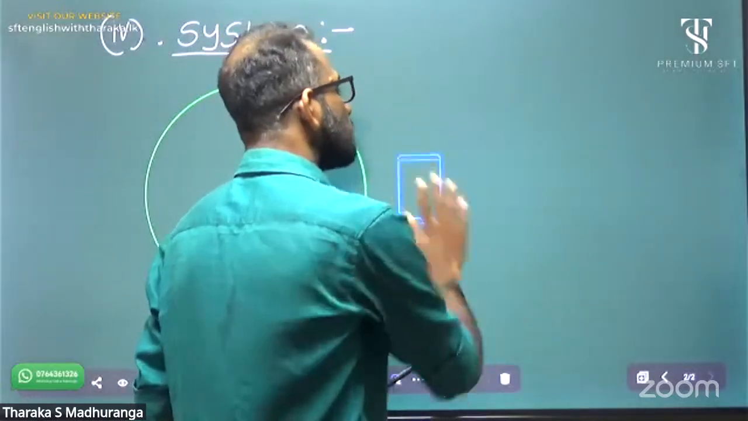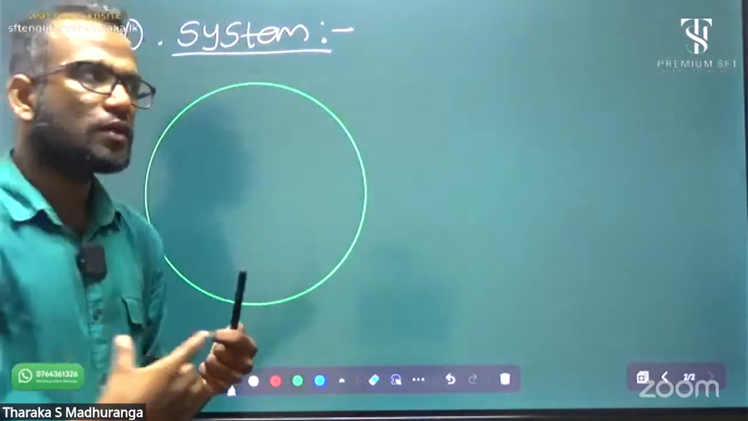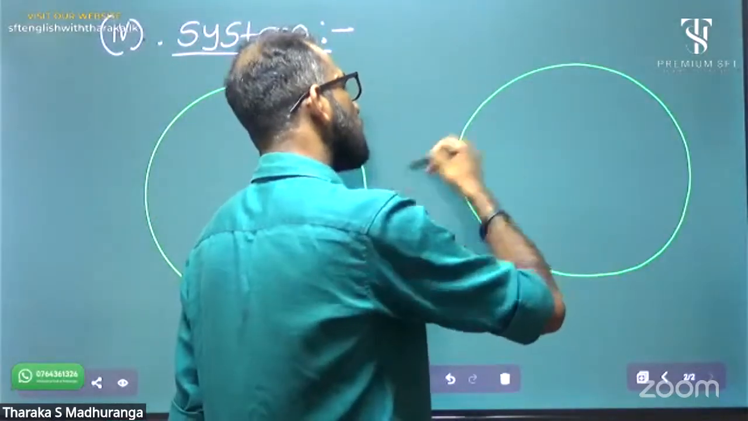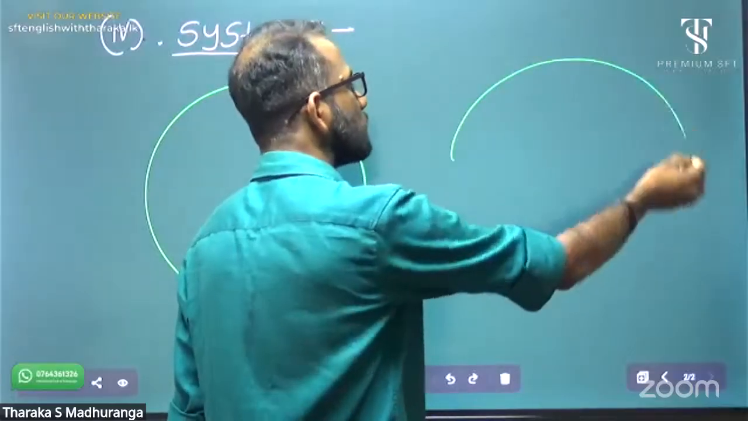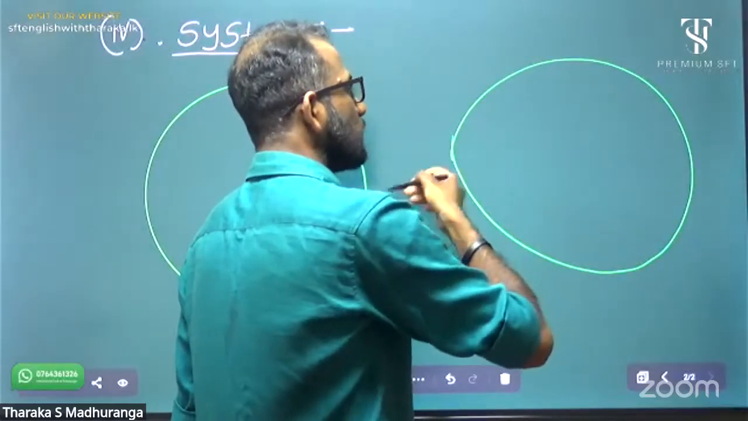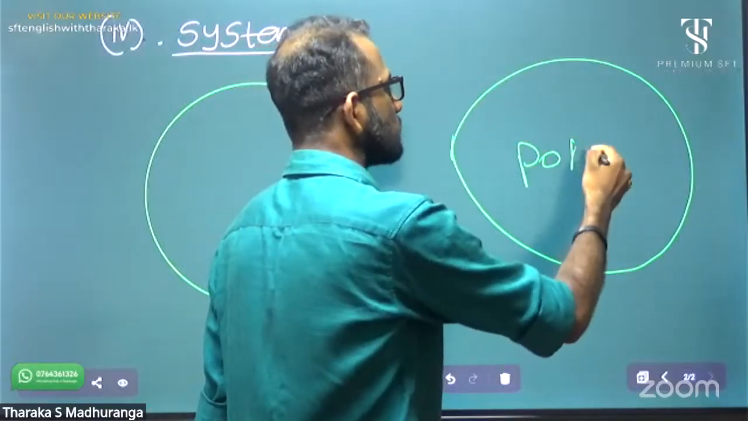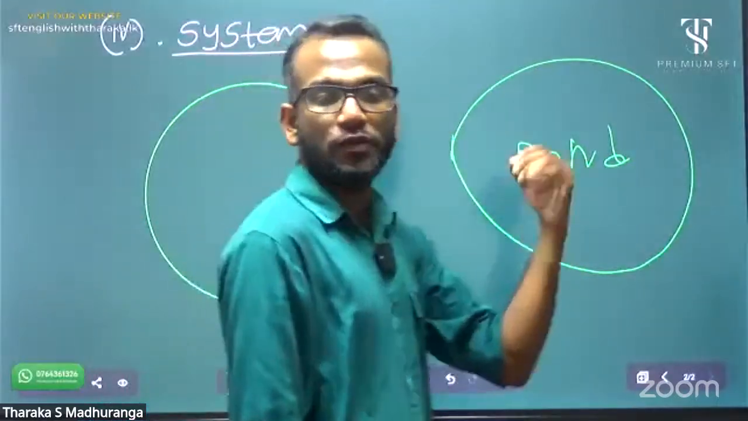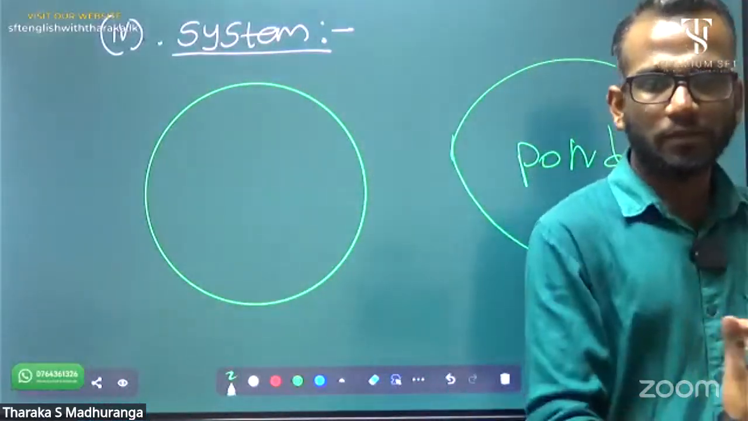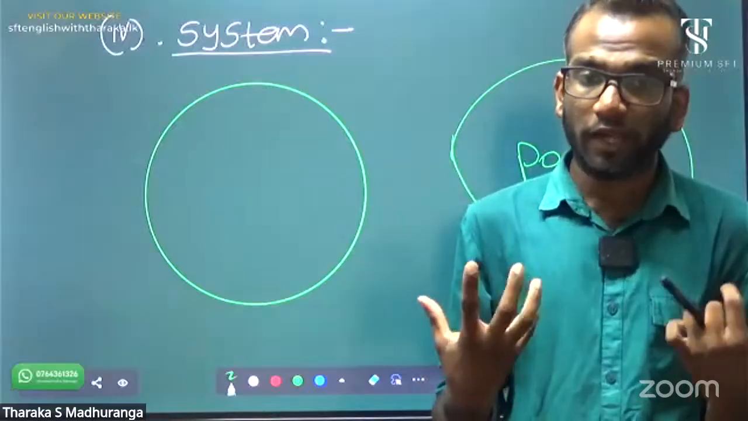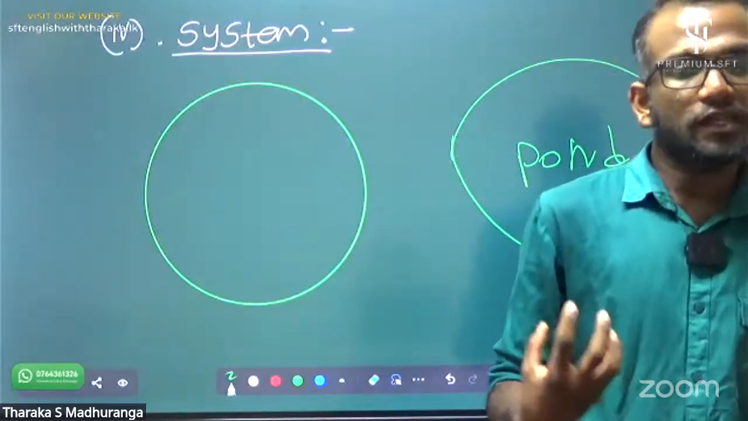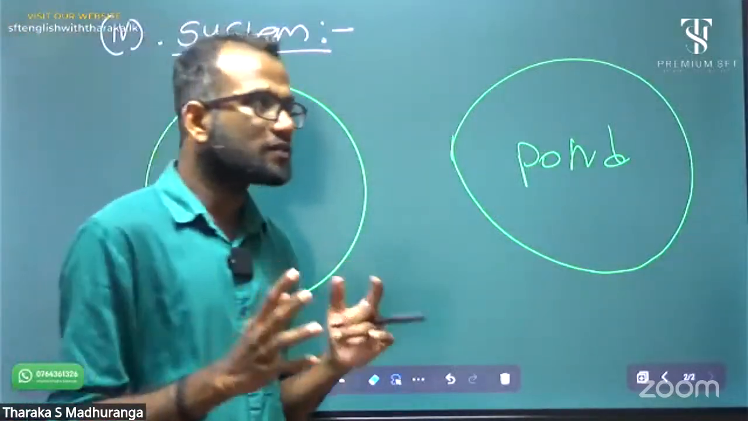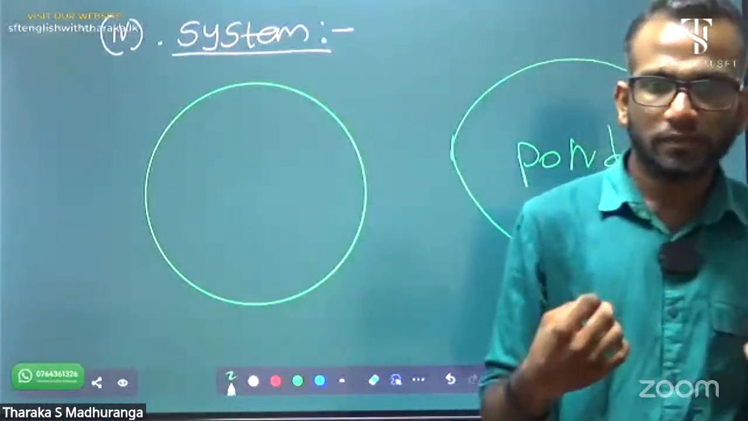Take another example. You're doing an experiment in a pond, something like water quality or whatever you're studying. Then the pond is a system. The selected area in the universe for whatever study, that we call the system in chemistry. Understood?